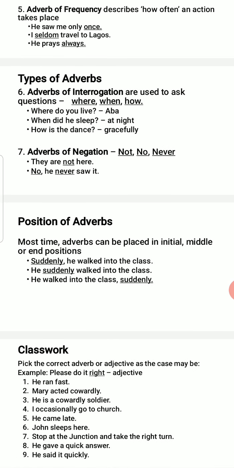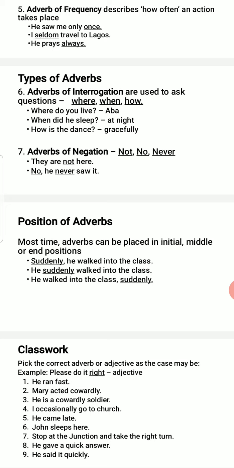Number 7, which is the last but not the least, is adverb of negation. And I have examples like not, no, never. We use this type of adverb to say actions that are not happening or did not happen. They are not here.